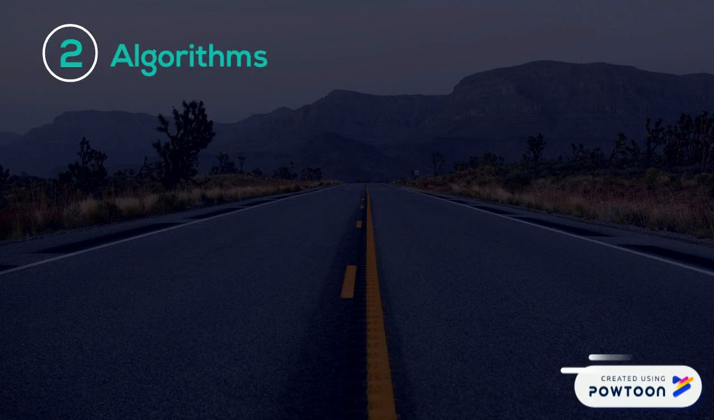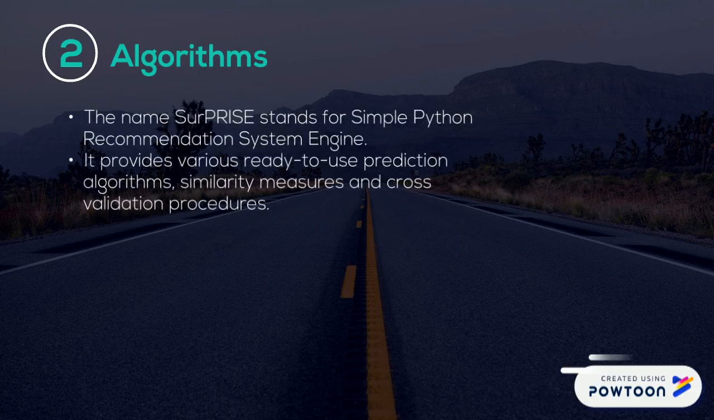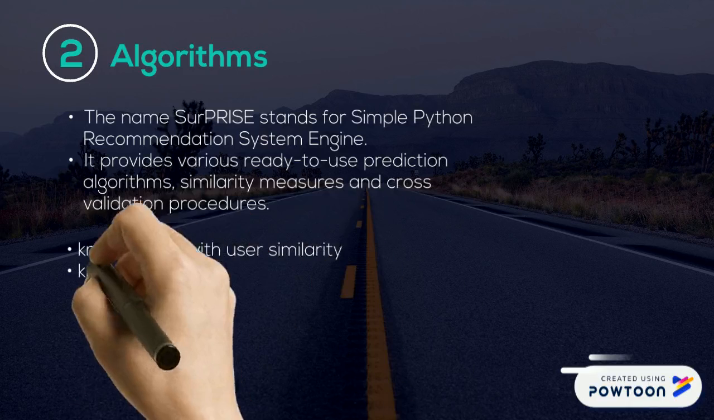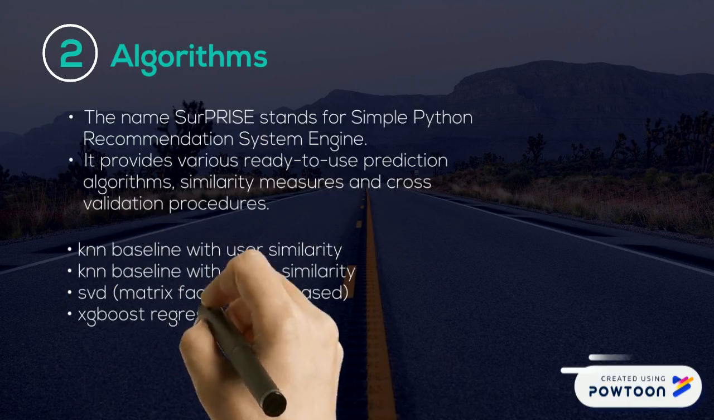I didn't know where to start for this project, so I started researching into recommendation systems, which led me to the Surprise library for Python. It provides various ready-to-use prediction algorithms and similarity measures and cross-validation procedures, so I thought it would be perfect for me. All the algorithms used were from the Surprise library.